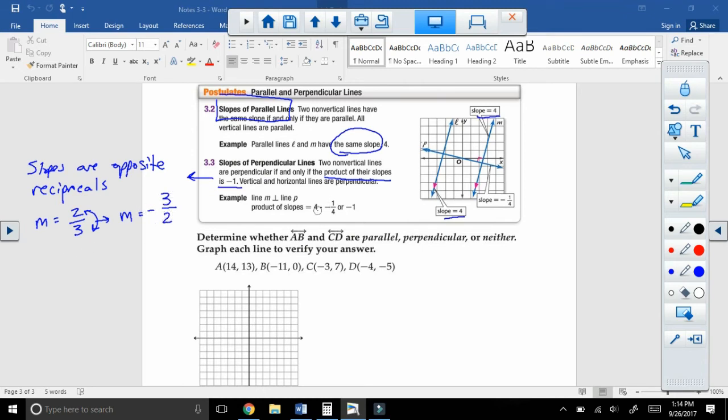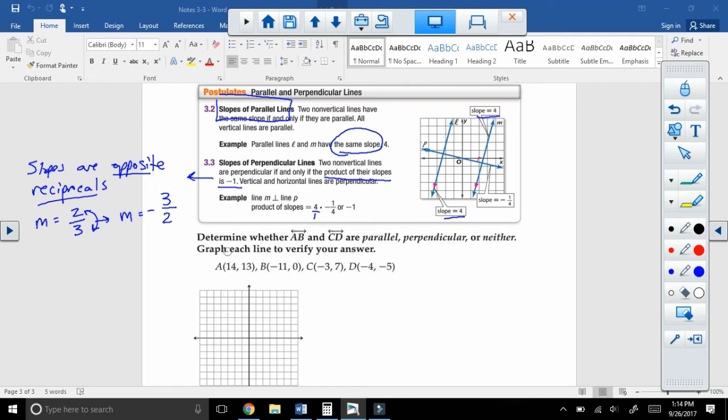-3/2. Or for this example here, 4, if you were to think of that as a fraction, would be 4/1. So the opposite reciprocal would make it negative, and then you'd flip that over to be -1/4. So however you want to remember it is fine. I remember opposite reciprocals, or they have to multiply together to be -1. Either way, you'll get the same answer.